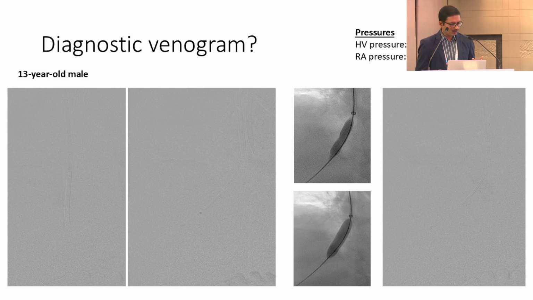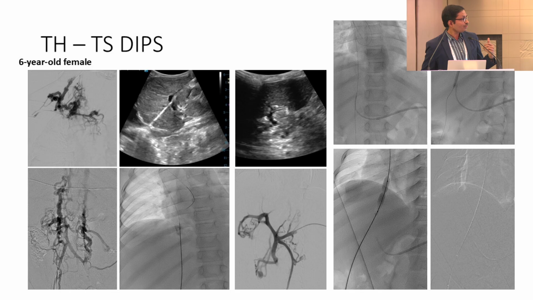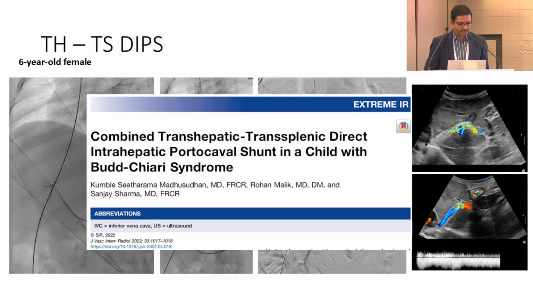This is one complicated case which we came across. This was a prothrombotic child, a 6-year-old female, where there was thrombosis everywhere. We could see collaterals in the neck, collaterals in the IVC and the femoral veins. None of these veins were visualized, but the child had Budd-Chiari syndrome and had to undergo a DIPS procedure.